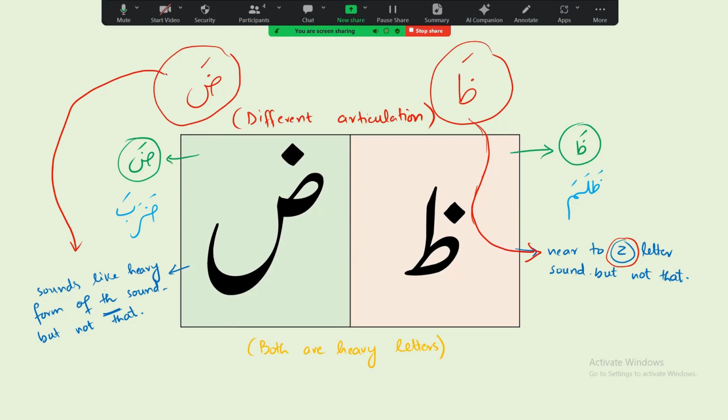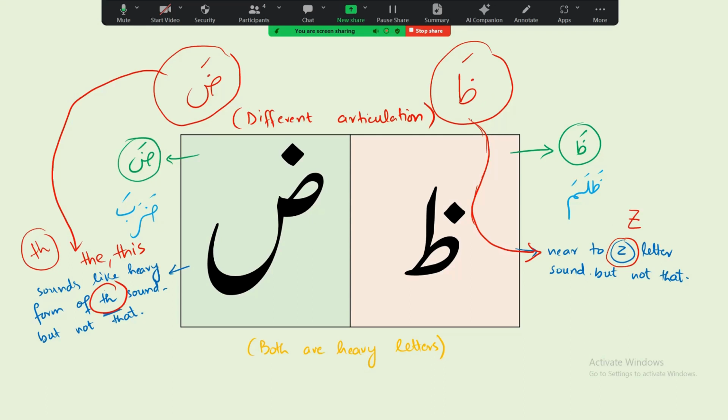The sound of the second alphabet is actually a bit near to the th sound of the word in English, this word in English. Okay, a bit more similar. So you can understand the difference. The first one is a bit more closer to the z sound, right? And the second one is a bit more closer to the th sound.